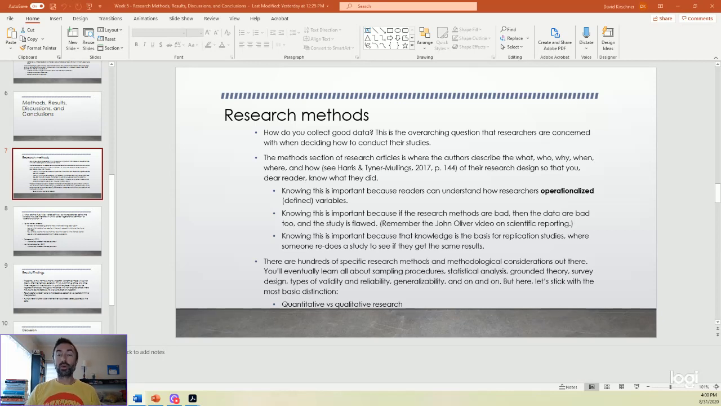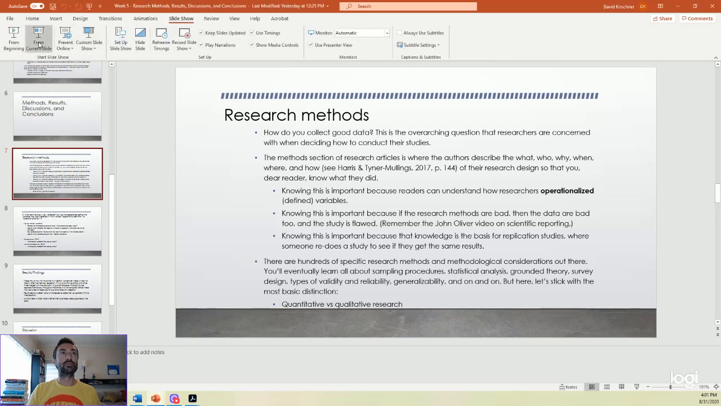But more to the point here, because we're really talking about academic research, the methods sections of academic articles are where the authors describe the what, who, why, when, where, and how of their research design so that you, dear reader, know what they did and how they arrived at their conclusions.